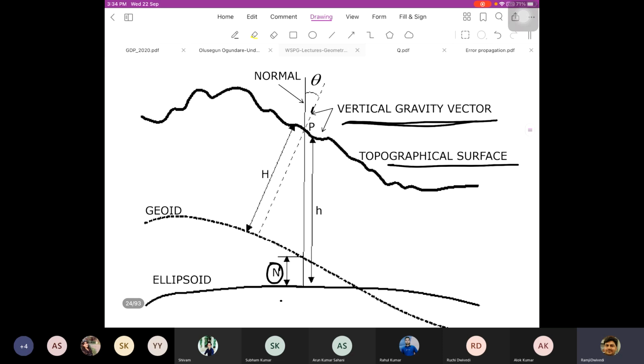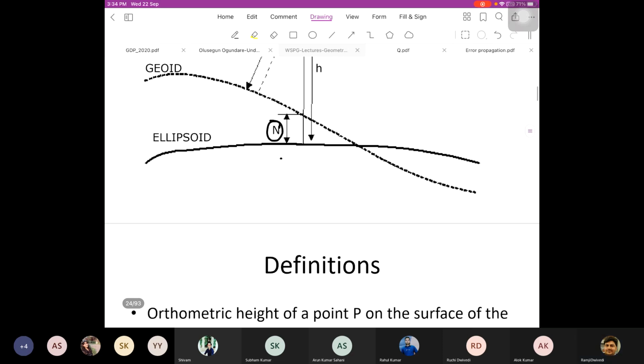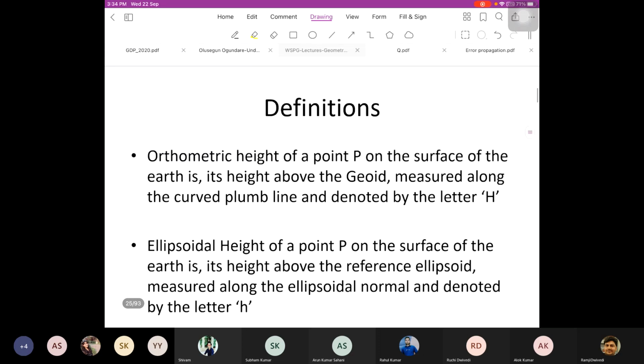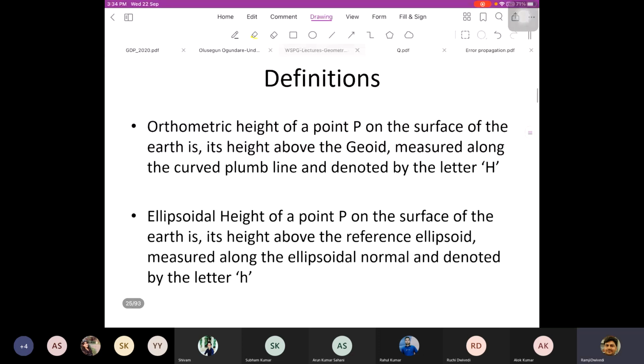Okay, so moving ahead, as you do not have any question, we'll define the definitions. The definition of the two, first, very clearly, you first read, because it is a very early stage: the orthometric height. This is capital H. Of a point P on the surface of Earth, it is its height above the geoid measured along the curved plumb line and denoted by letter H.